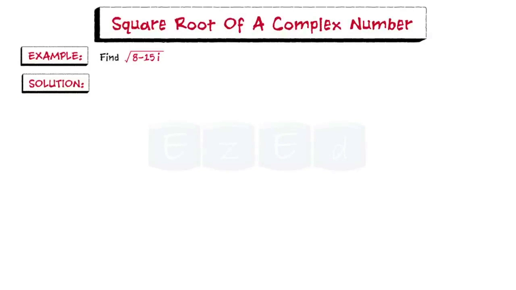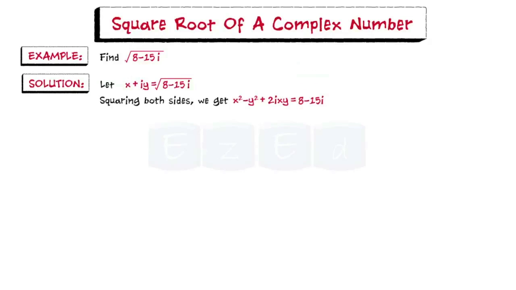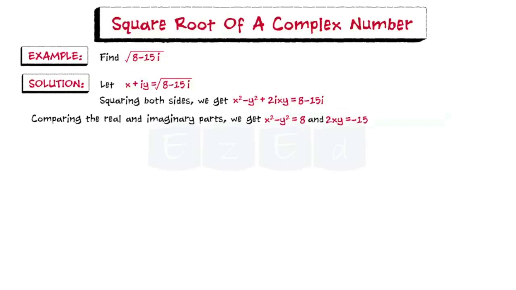Let us now try to find the square root of 8 minus 15i. First, let x plus iy equal square root of 8 minus 15i. Squaring both sides, we get x square minus y square plus 2 times ixy equals 8 minus 15i. Comparing the real and imaginary parts, we get x square minus y square equals 8 and 2xy equals minus 15. Note x and y are of opposite signs.